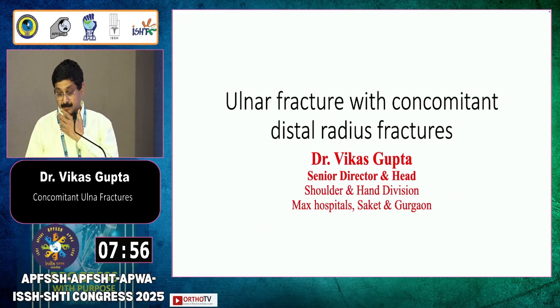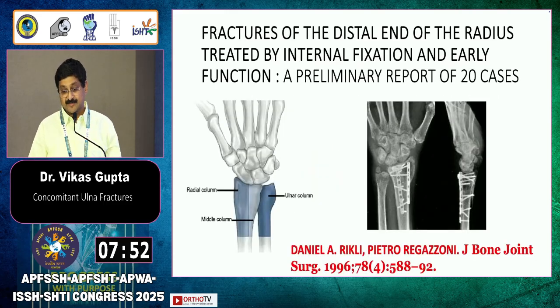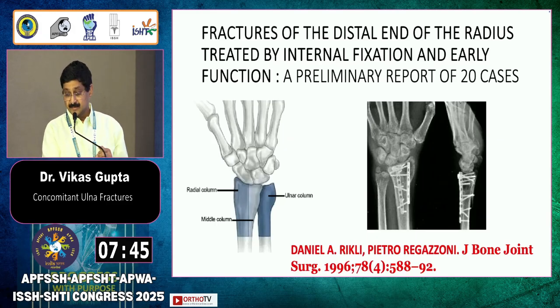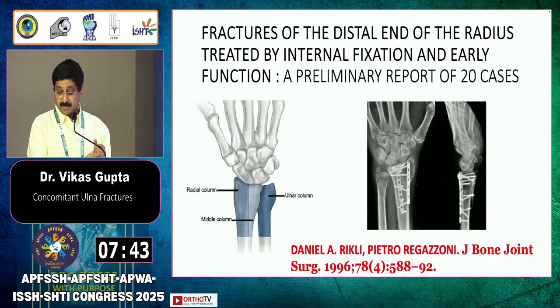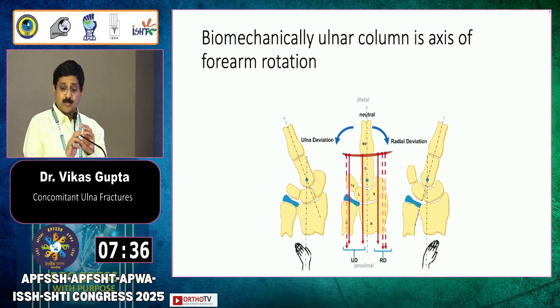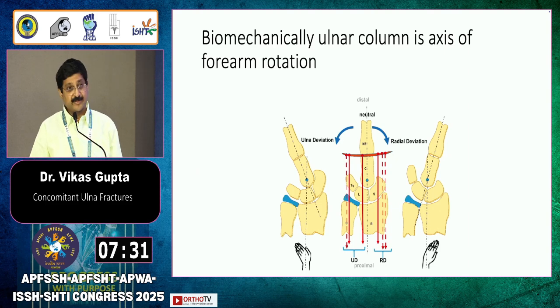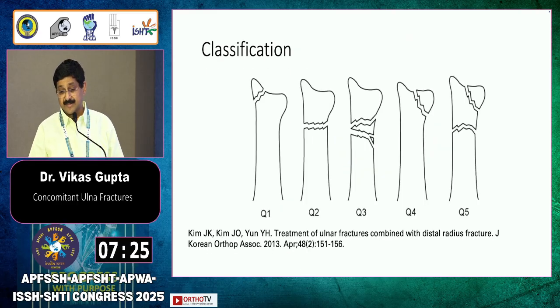We'll be talking about distal radius fractures with concomitant ulnar fractures. In 1996, when this paper came, the ulna became important in distal radius fractures. Paper by Rickley and Rigazzoli. It was a report of a series of 20 cases. Biomechanically, the ulnar column is the axis of forearm rotation, so it is important. We'll go through a few cases and literature and try to understand what's happening.